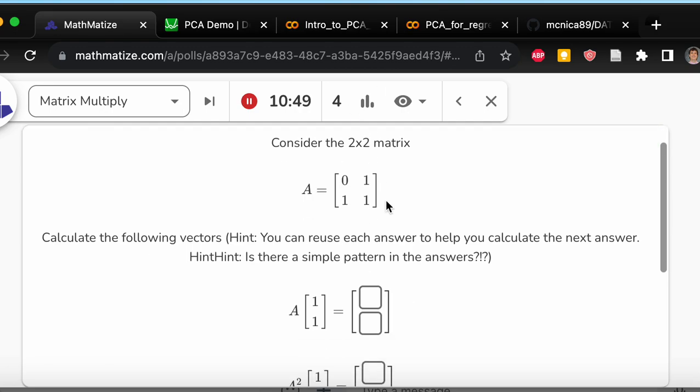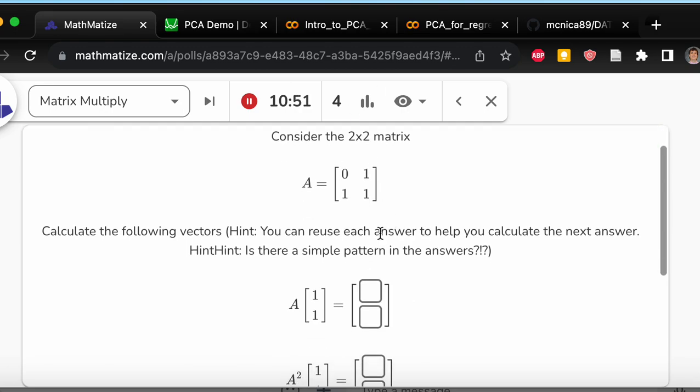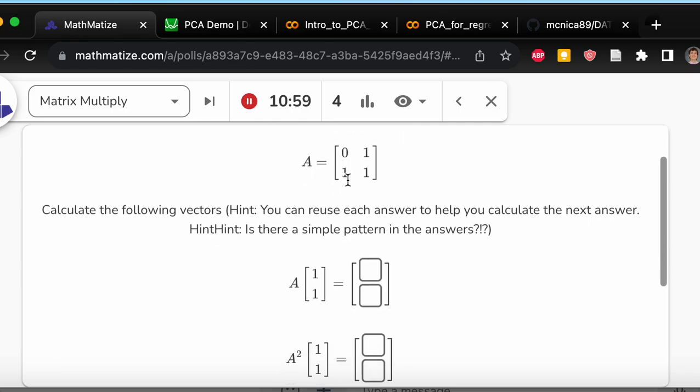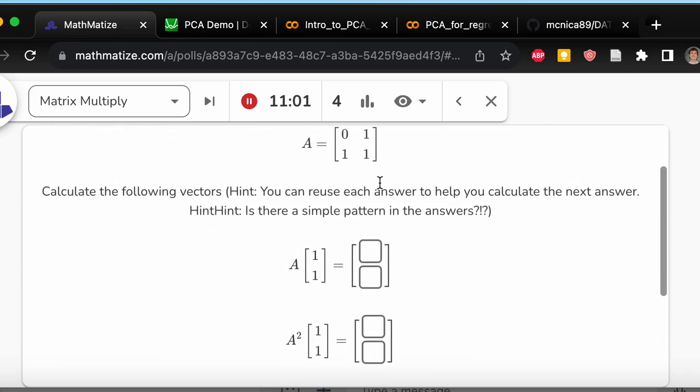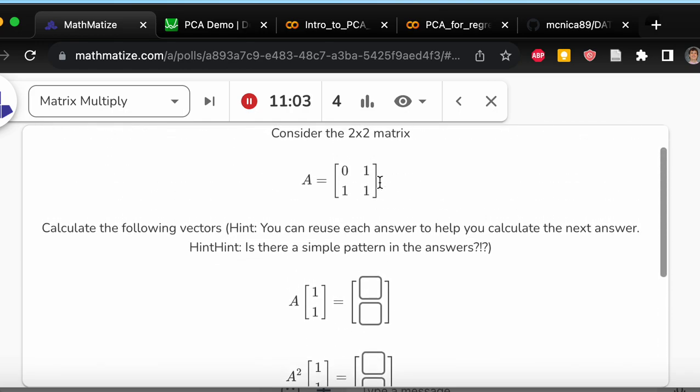I see only 4 people have answered. So let me give you a few more minutes. Maybe you have to review how matrix multiplication works. You have to go find your notes from first year linear algebra and see how it works. So let me give you a few more minutes.